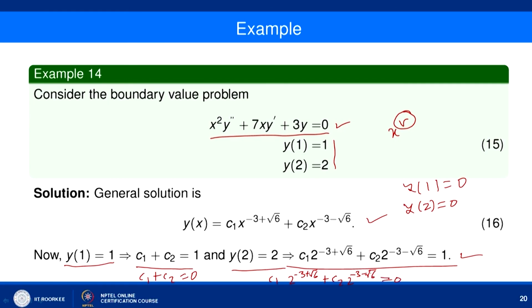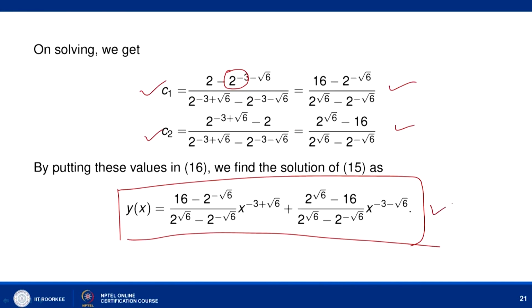Here we can easily check that this determinant with entries 1, 1 and 2 to the power minus 3 plus root 6, 2 to the power minus 3 minus root 6 is your delta. If you look at its value, it is coming out to be a non-zero value. So, since the homogeneous boundary value problem has only the trivial solution, the non-homogeneous boundary value problem has a unique solution, and we have not only proved that it has a unique solution, but we have also found the unique solution here.